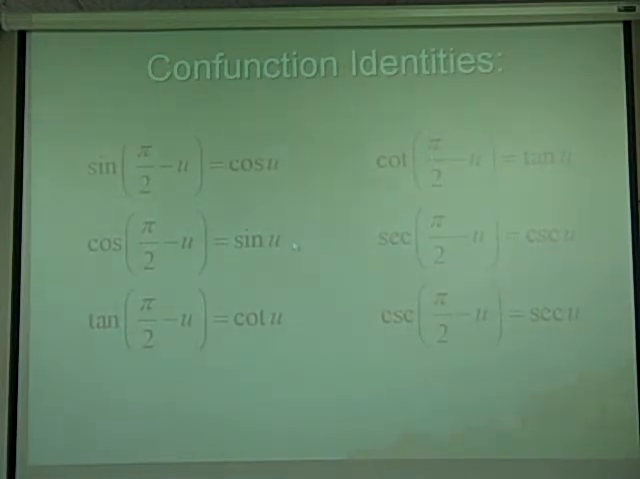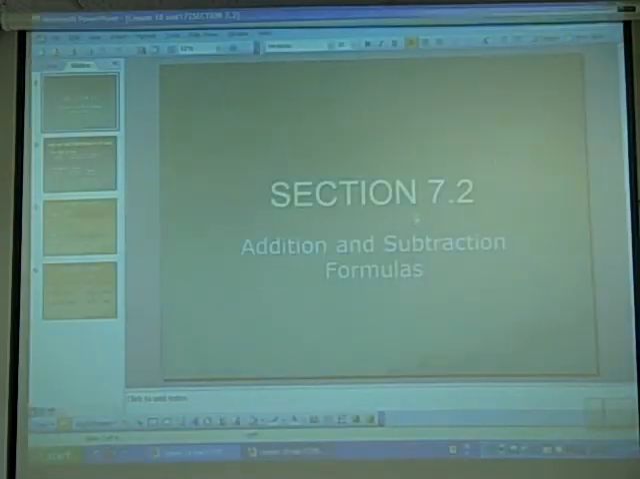And notice where tangent of pi over 2 minus u is cotangent u, while cotangent of pi over 2 minus u is tangent u. And since cosine is a reciprocal of secant, sine is a reciprocal of cosecant, we have secant of pi over 2 minus u equals cosecant u. And cosecant of pi over 2 minus u is secant u, just like cosecant is the reciprocal of sine, and secant is the reciprocal of cosine. Okay, so let's take a look at some problems.